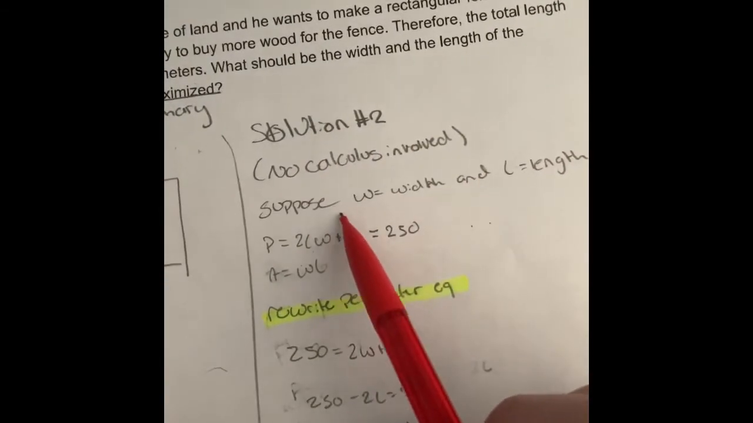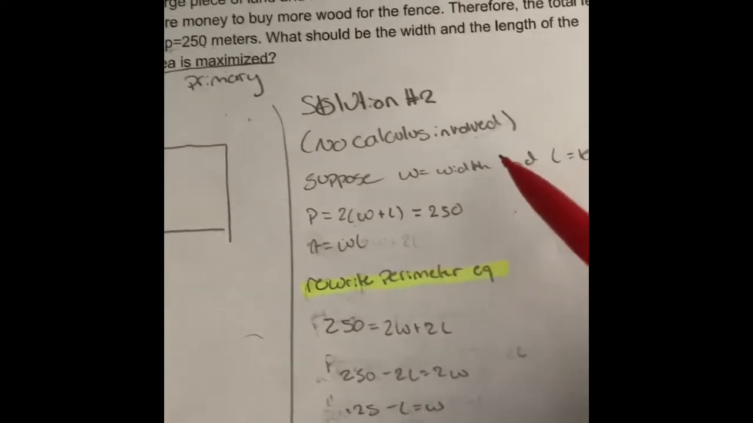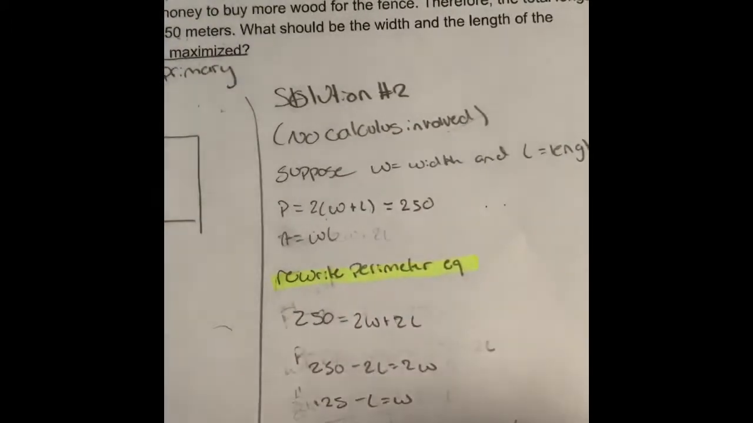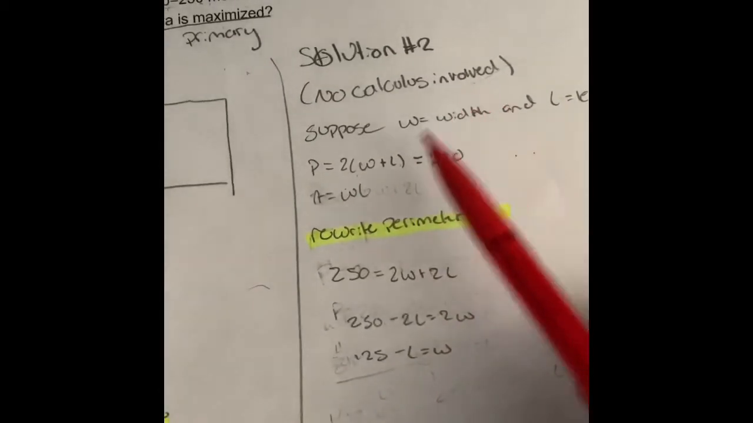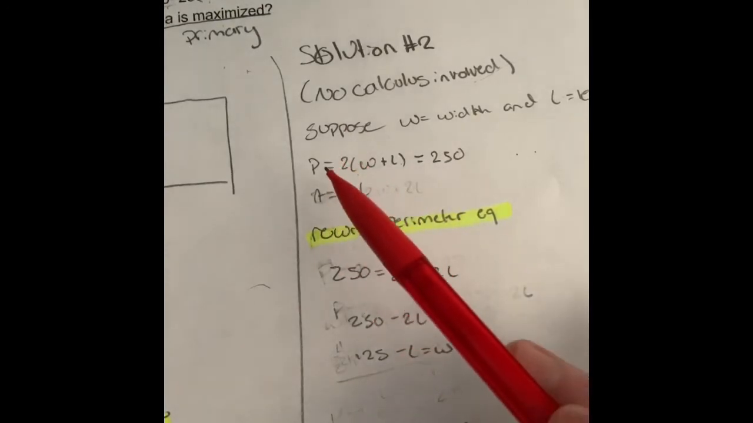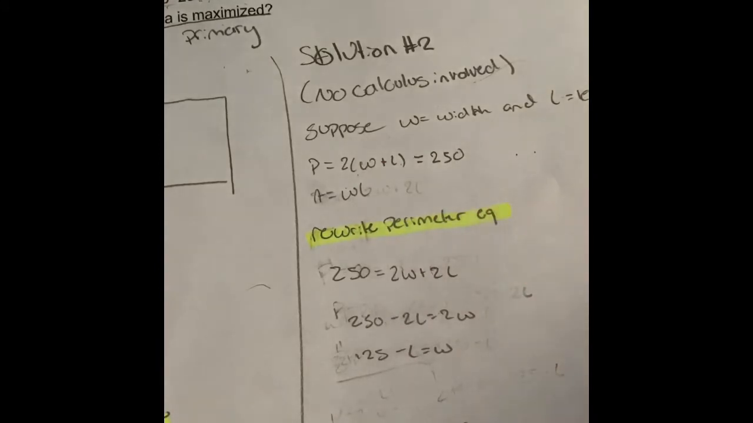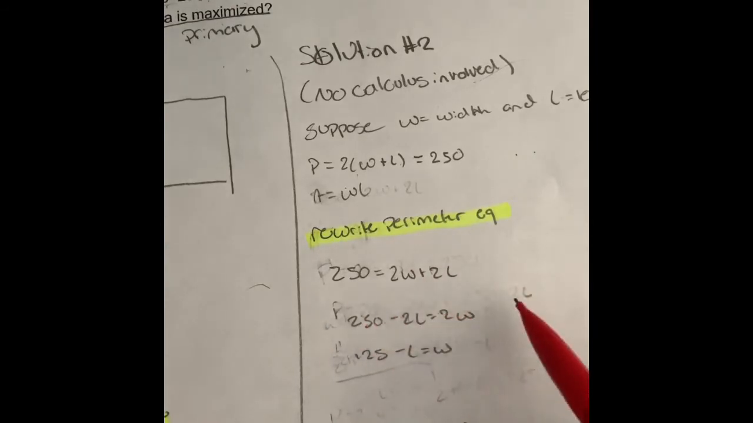So I denoted w as width and l as length so I don't get confused with x and y later on. So like this, the other solution, we need to find primary and secondary equation. Primary is A equals wl. Our secondary perimeter would be 2w plus 2l equals 250. Now rewrite our secondary equation. So 250 equals 2w plus 2l, 250 minus 2l equals 2w, 125 minus l equals w.